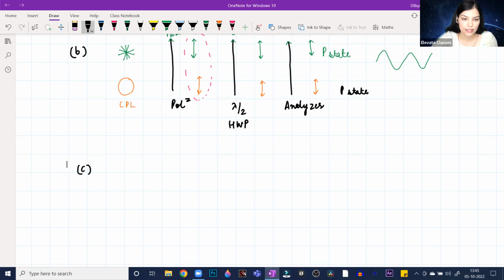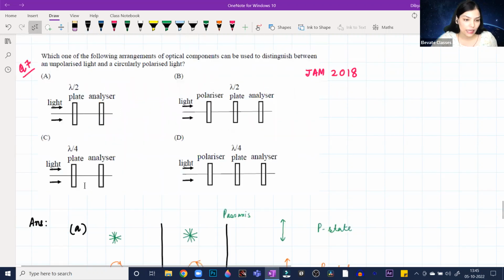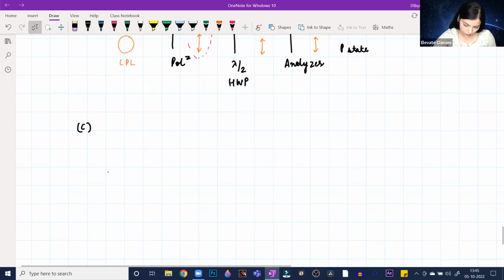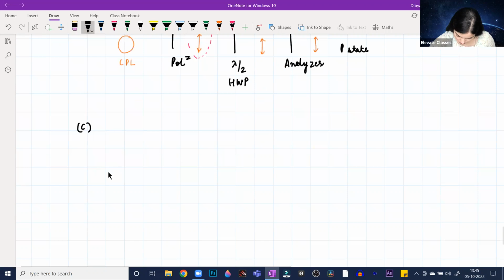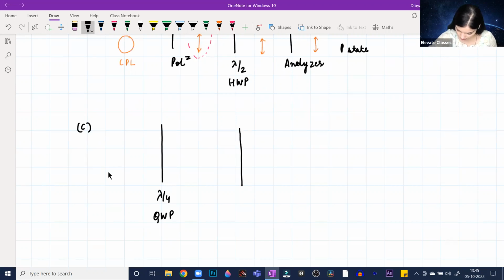So let us look at C. In C, I have a lambda by 4 plate and I have an analyzer. Sorry. So I have a lambda by 4, which is a quarter wave plate, and I have an analyzer.